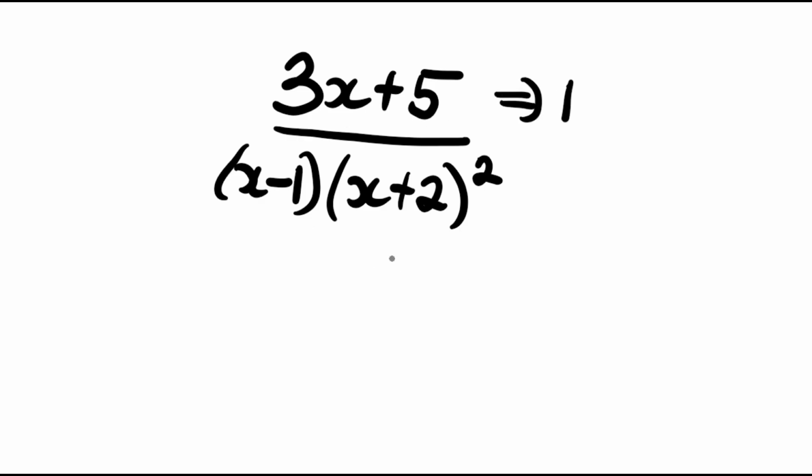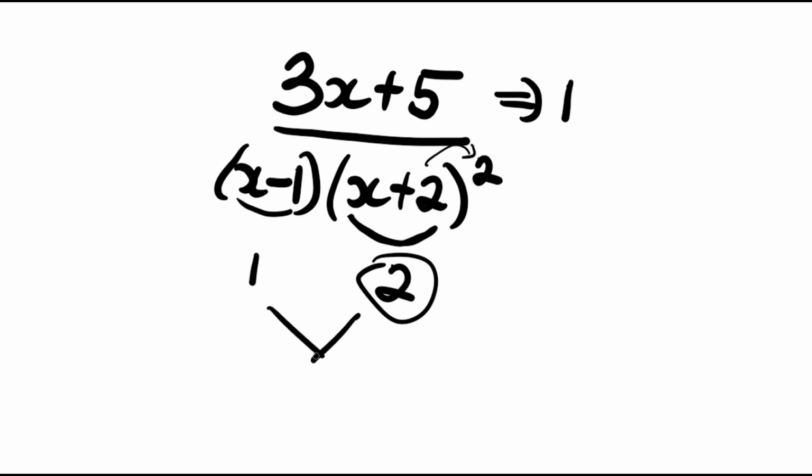What's the degree of the denominator? The degree of this one is going to be 2, because it is a linear factor, and that linear factor is raised to the power 2. So 1 times 2 is 2, and the degree of this one is just 1. So at the end, the degree of the denominator is 3.